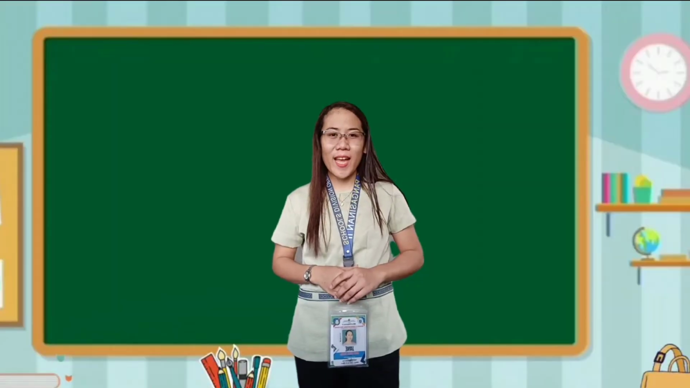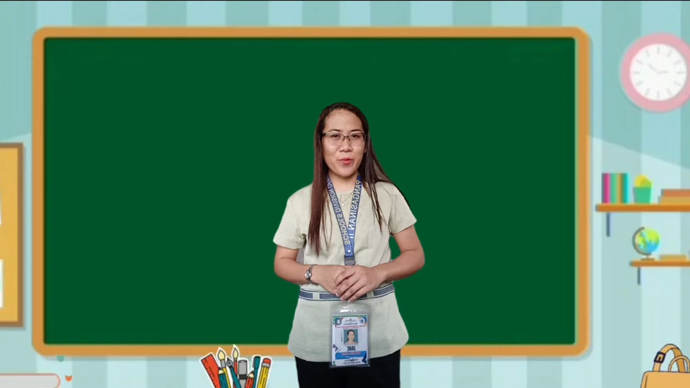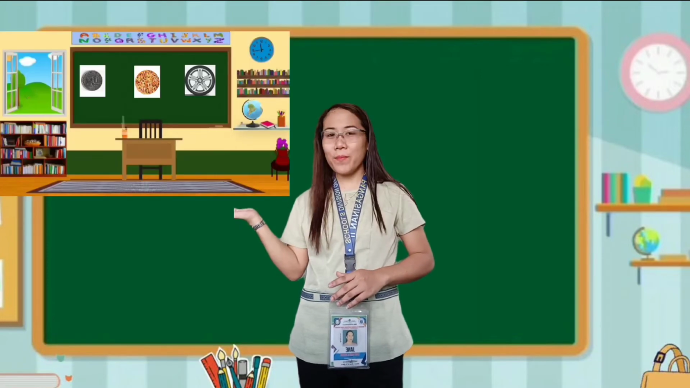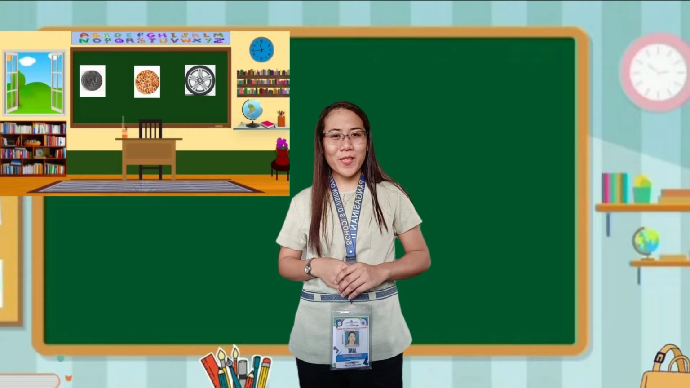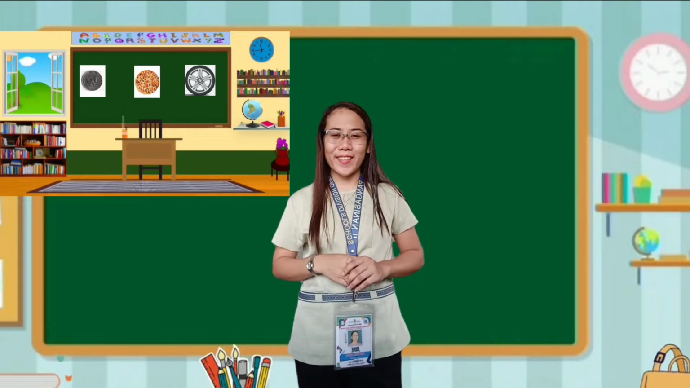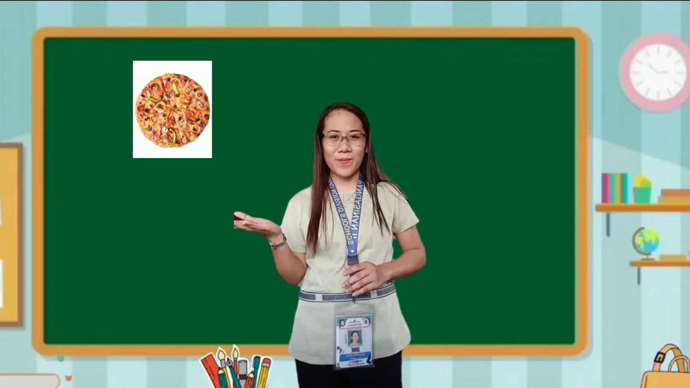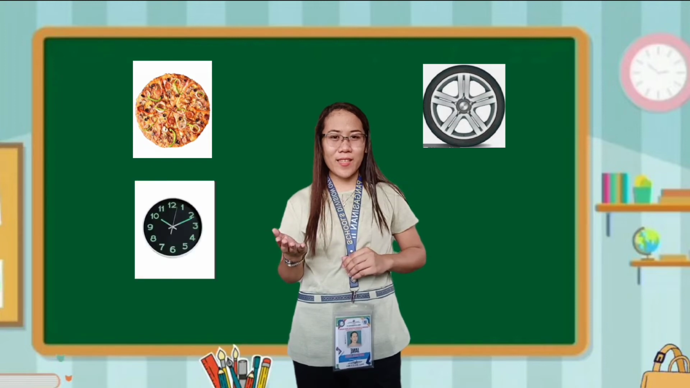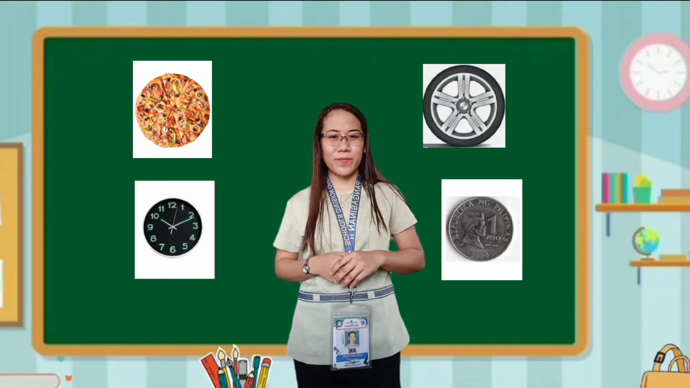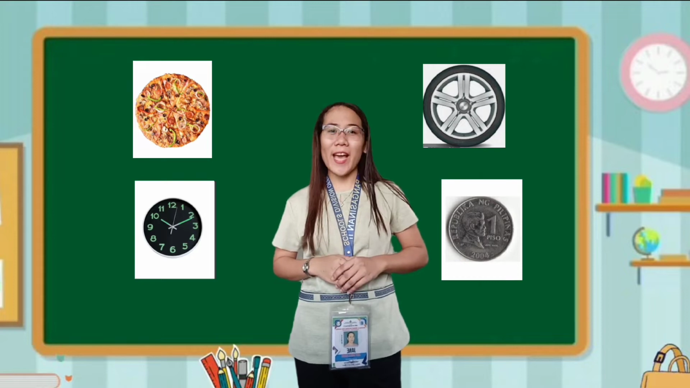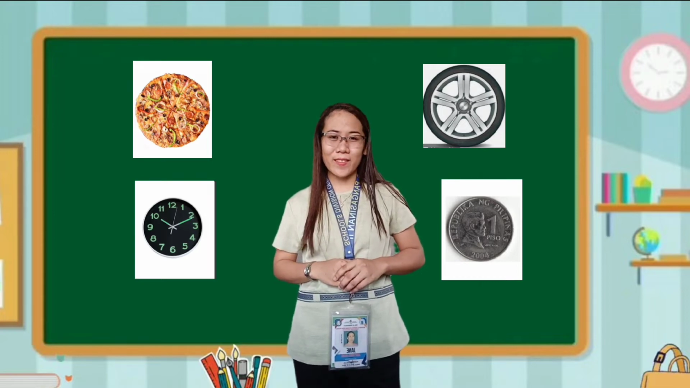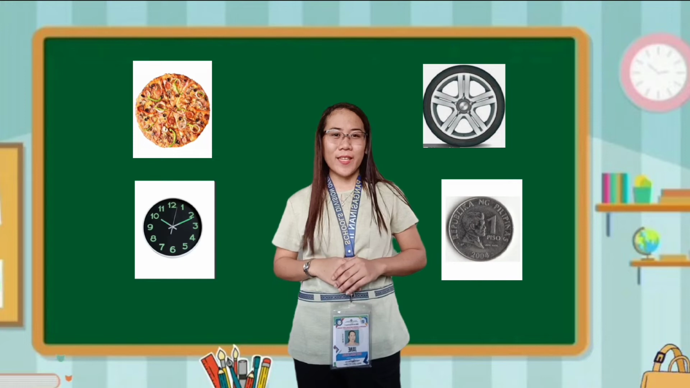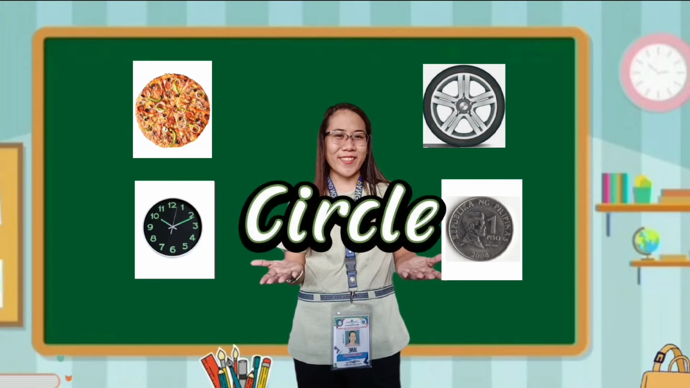To start with, let us have first an icebreaker. In the given picture, what familiar things do you observe? You are correct. We have a pizza, a wheel, a clock, and a coin. What do you think do they have in common? Very good. They are all in the shape of a circle.